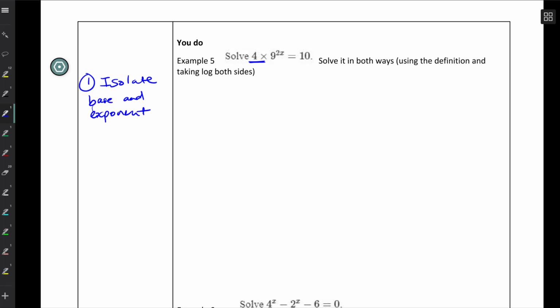Okay, now we don't want to reduce anything. We always want to reduce at the very end. Do the basic algebra stuff at the very end. So let's go ahead and do step 1. We're going to divide both sides by 4, and that's going to give me 9 to the 2x equals 10 over 4. Again, don't reduce yet.